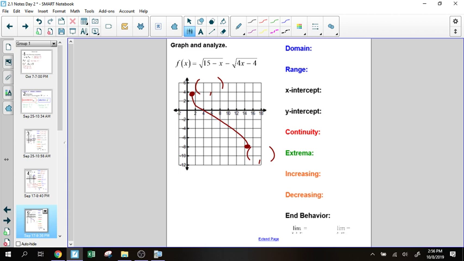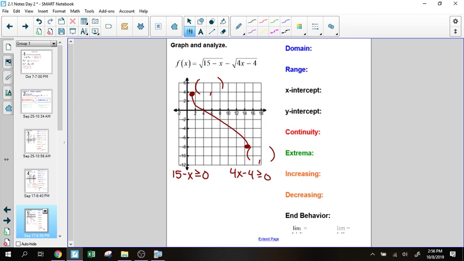Start your domain just like we did the last one. It's made up of radicals, and radicals have a restriction that say it has to be greater than or equal to 0, but we have 2 of them this time. So I just do each one individually. 15 minus x has to be greater than or equal to 0, and 4x minus 4 has to be greater than or equal to 0.